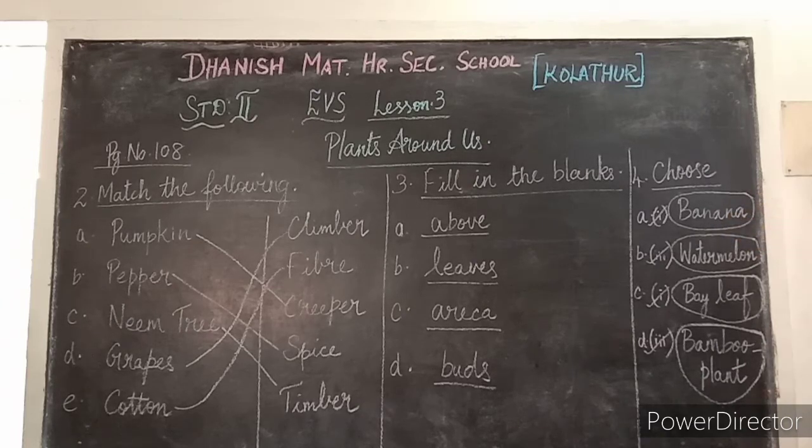Next one, example of a creeper. Three options are there: mint, paddy and watermelon. Which is a creeper? Watermelon is a creeper. So circle this one, or you can tick. Circle it. Watermelon. So example of a creeper is watermelon.